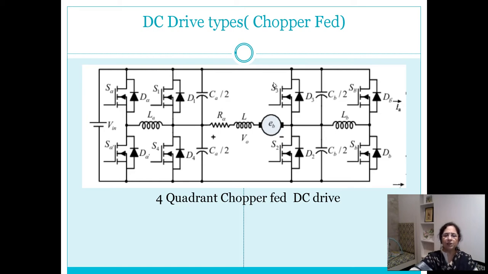Okay, so such drives which have an input source of DC supply and self turn on, turn off switches like IGBTs used to form the chopper bridge can operate the armature circuit of the motor by operating appropriate switches into on and off condition. We can allow the motor to operate in all four quadrants. So such drives are called chopper fed DC drives. Those which incorporate converters are called converter fed DC drives. This is the classification of DC drives.